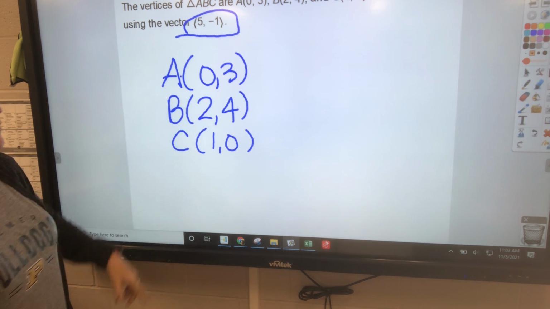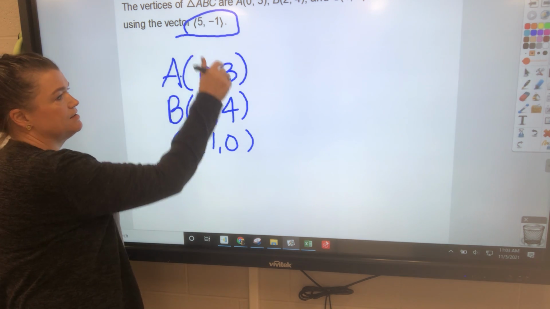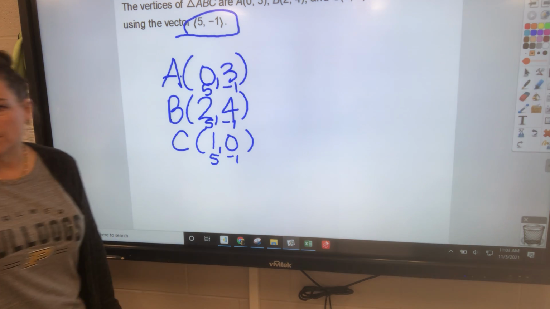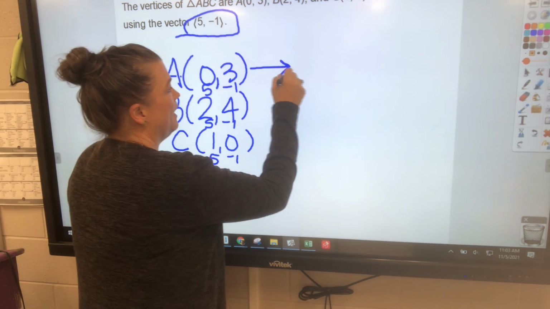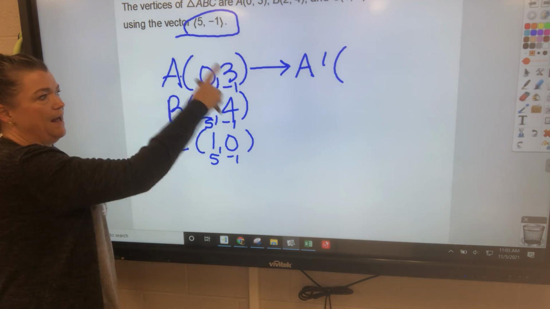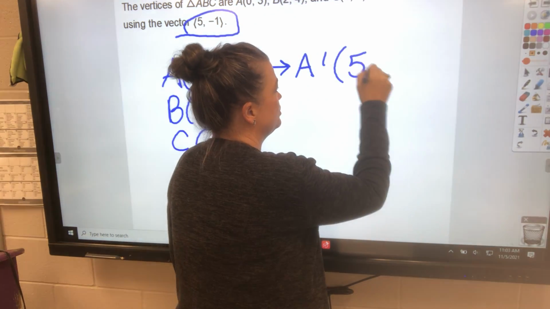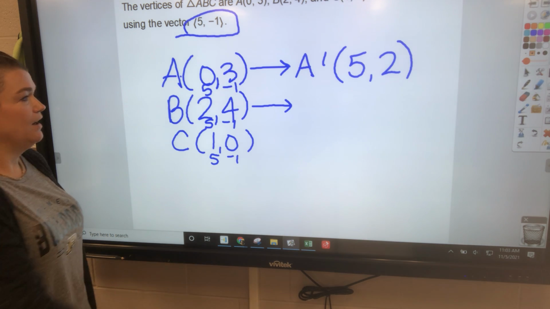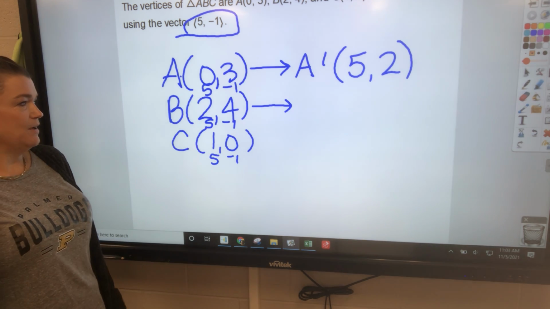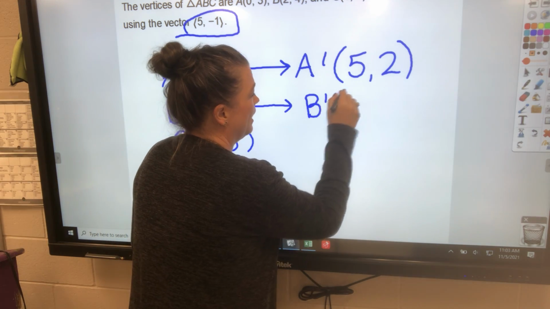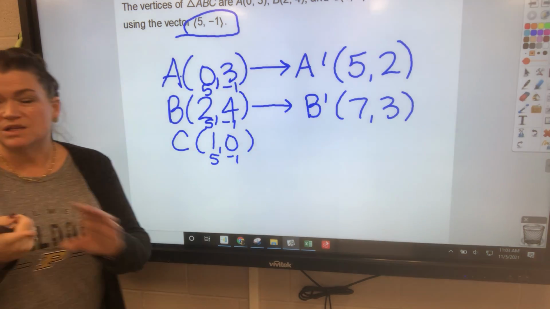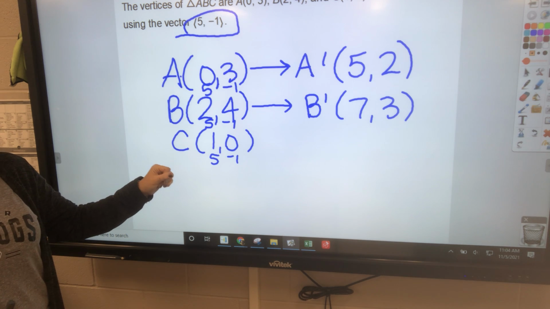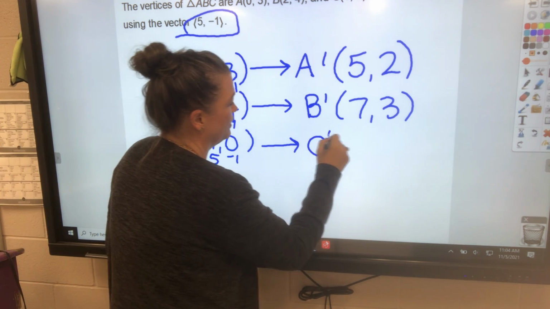So for each one of them, I'm going to add 5 to this and subtract 1 from that. And add 5 to this and subtract 1, add 5 to this, subtract 1. Does everybody understand what I'm doing? Okay, so let's rewrite this as A prime. And if I do this math, 5, 2. That's very short. Okay, and then we go to 2, 4, and 5, -1 is what? 7, 3. 7, 3, thank you. And that would be B prime. And remember, it's prime because we took an original and we translated it. If you do a transformation, you've got to put prime. This one is 6, -1. Very good, 6, -1.